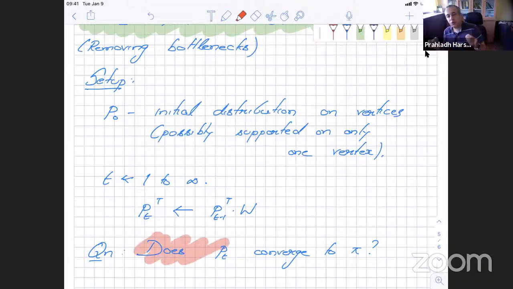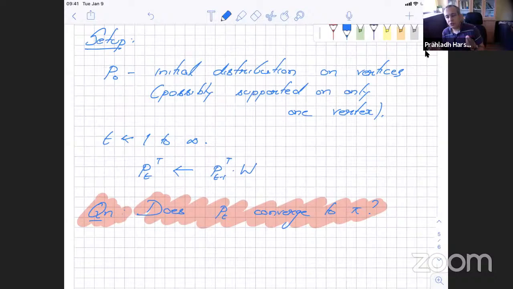Now notice these two are probability distributions. A natural thing to look at for convergence is the total variation distance between the two probability distributions, and we try to analyze this quantity. What's the total variation distance between pt and pi? Does this quantity go to 0?